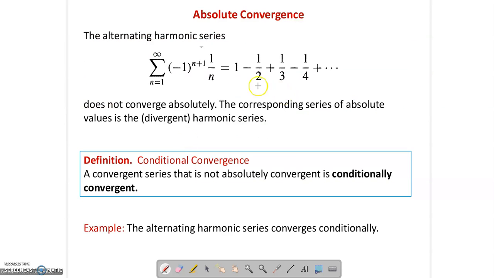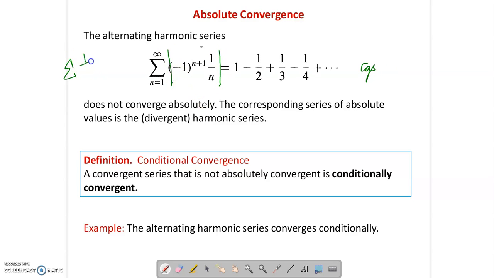Now see this example, the alternating harmonic series. In the last lecture, we proved this alternating harmonic series is convergent by Leibniz theorem, where the three conditions given in the Leibniz theorem were satisfied. So we know that this series converges. Now the question is, does this series converge absolutely? Is the corresponding series of absolute values convergent?